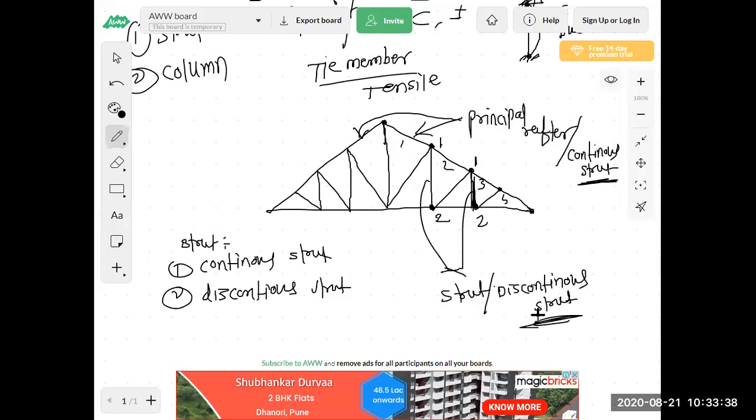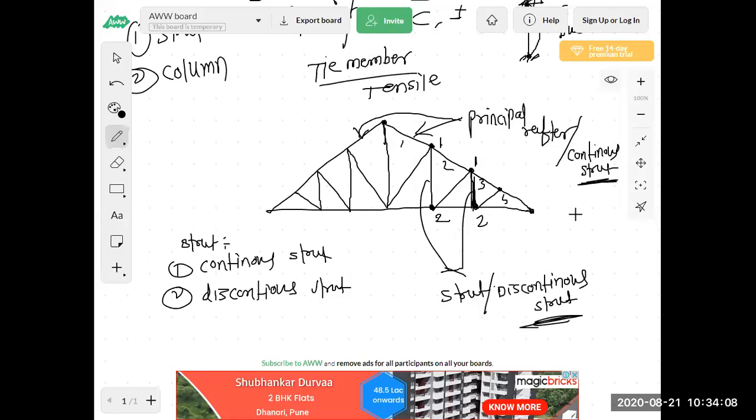So how will we define the discontinuous strut? It is a compression member in a roof truss which runs between two adjacent joints. So these are number one and number two, the only two adjacent joints. So we are calling it discontinuous. Are you getting the difference between continuous strut and discontinuous strut?